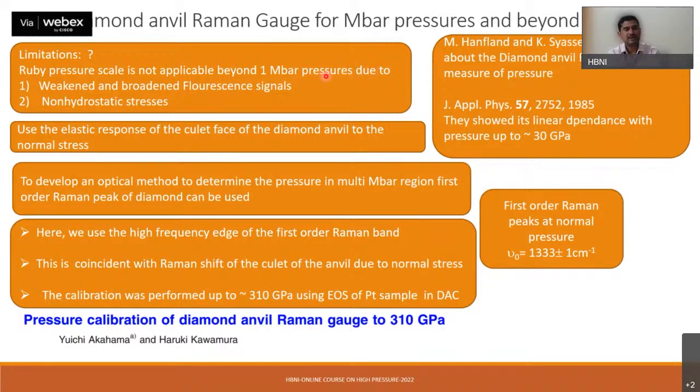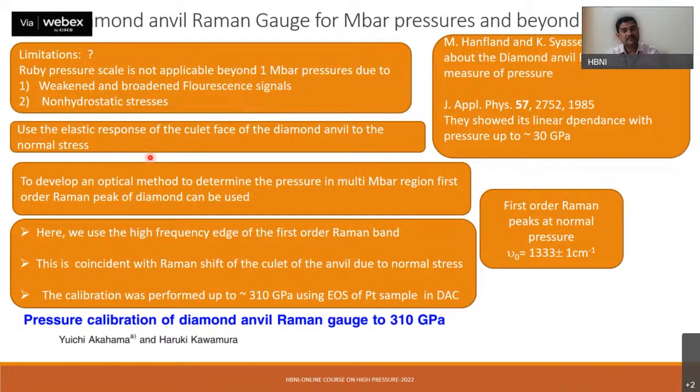Another point is that the higher you go in pressure, the smaller your sample chamber area becomes. There you don't want any extra things, like a Ruby chip or anything else that would be detrimental to your sample or experiment. So, due to non-hydrostatic stresses and weakened, broadened fluorescence signals, the Ruby pressure scale is no more usable in the megabar region.